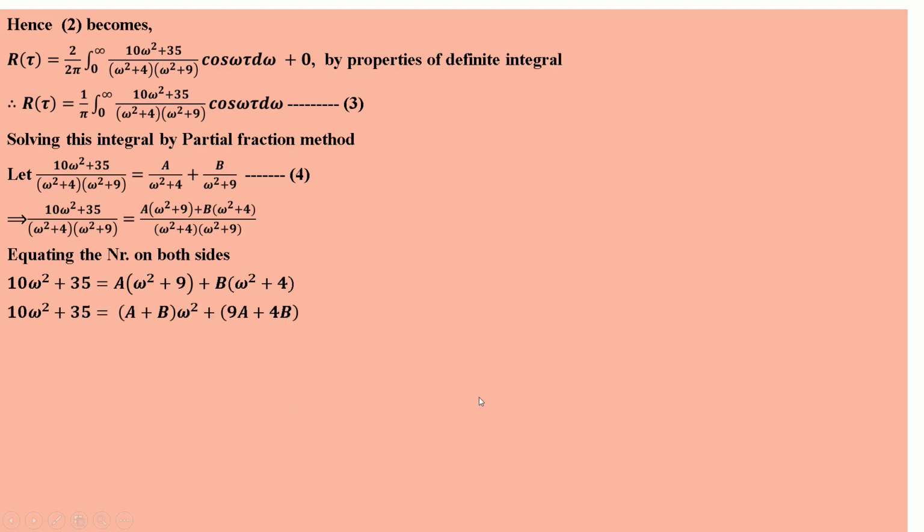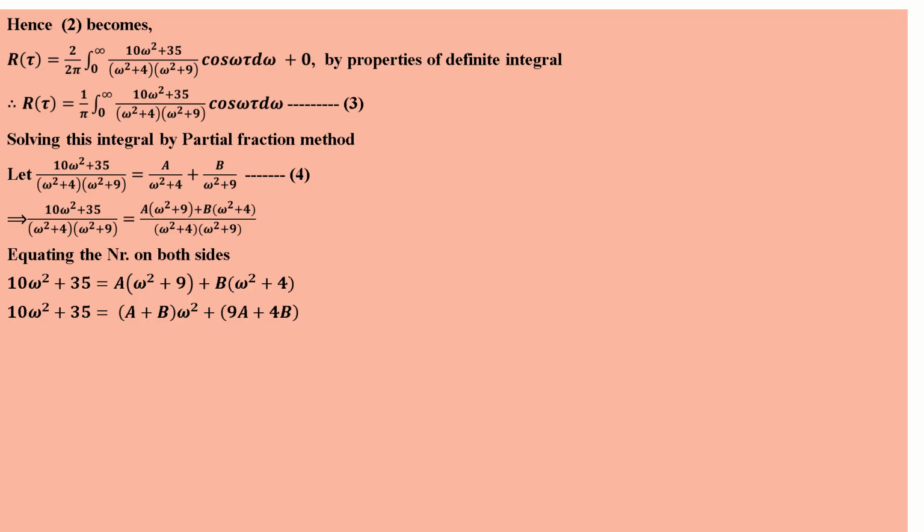For that we are grouping. So in the right hand side, a into omega square plus b into omega square, so (a plus b) into omega square. Then the constant term 9 into a plus 4 into b. So equating the coefficients now from both sides.